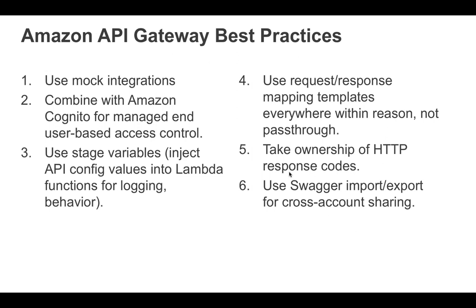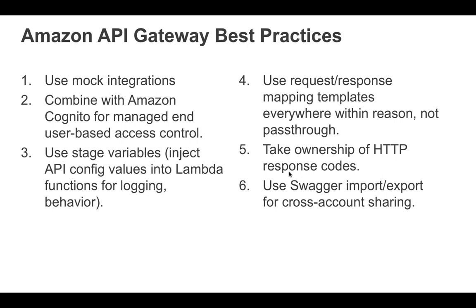Some API Gateway best practices. Number one is to use mock integrations with API Gateway. Again, this is to test how your code is going to function, not just across API Gateway, but also in conjunction with Lambda. Combine with Amazon Cognito for managed, user-based access control. Cognito is our managed mobile and web identity service that allows you to manage your customer identities and authenticate them with your application, either web-based or mobile, and combine it with API Gateway to authenticate your users calling your APIs.